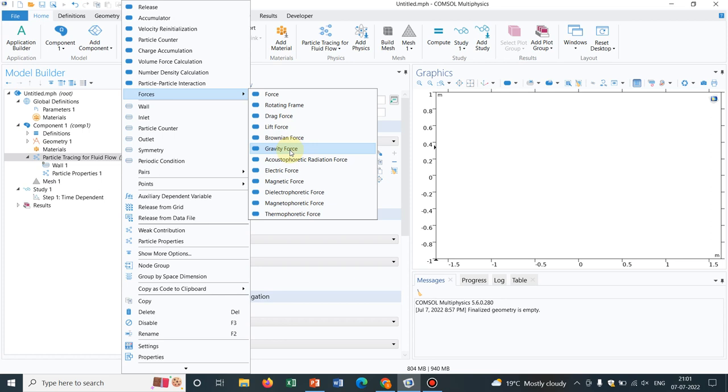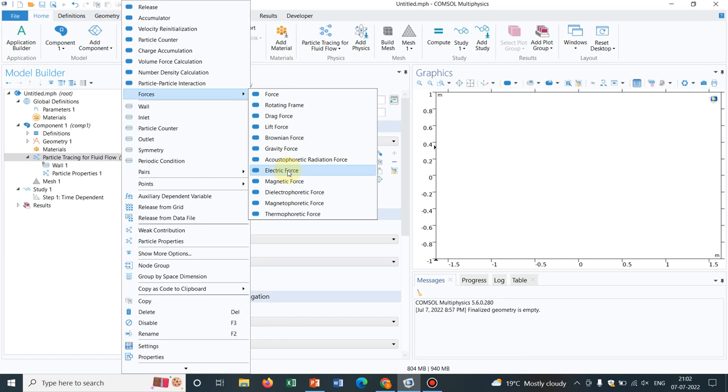Gravity force, obviously, it is important because gravity is everywhere. If you are modeling a physical phenomenon, then sometimes you need gravity force, so it is available here. Acoustic forces: acoustophoretic forces are important. Suppose you are looking into motions of particles under acoustic force, in those cases this acoustophoretic force is important. I'll be talking about all the forces and doing individual simulations with each of them, but today we'll just be introducing you to these forces.